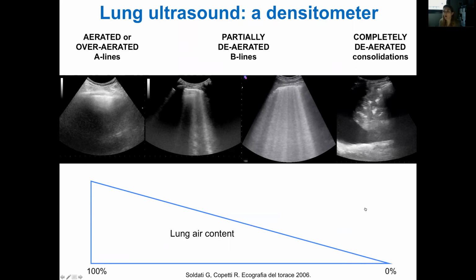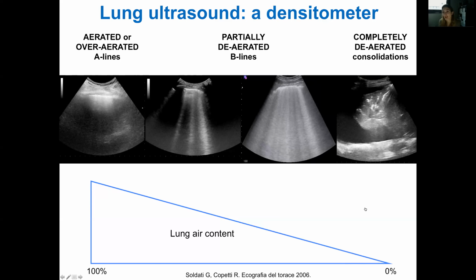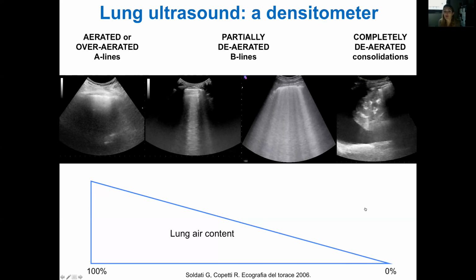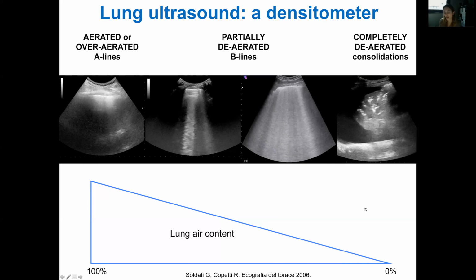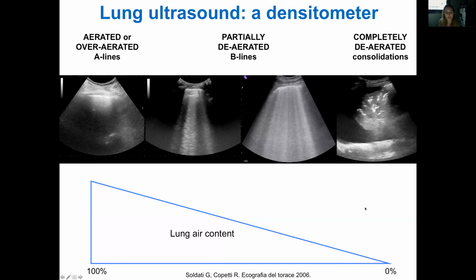So this is why we call lung ultrasound a densitometer. This is the main concept, which is very important to understand what we can see by lung ultrasound. It is a way to assess how much air we have in the lung.